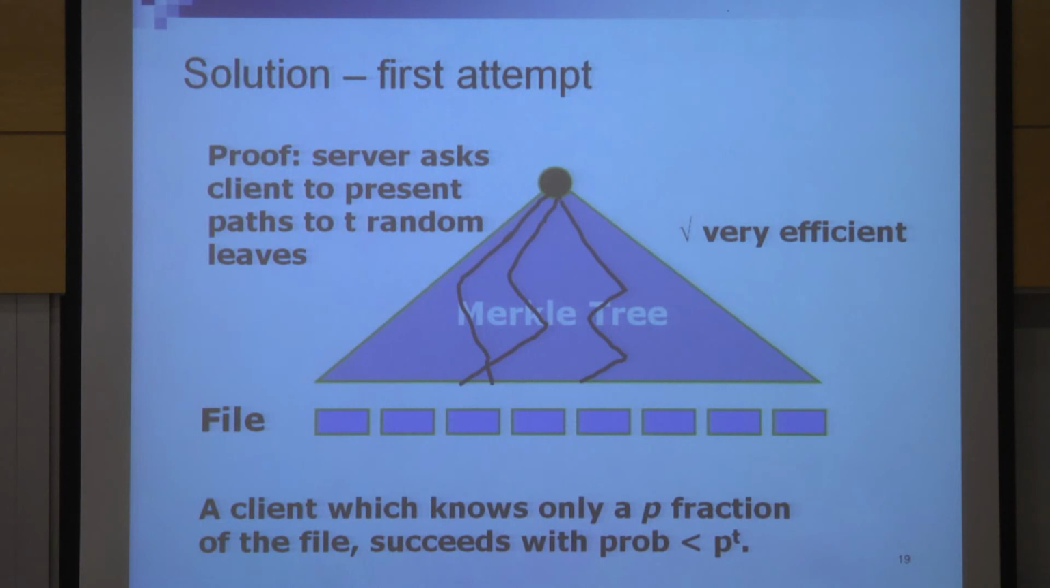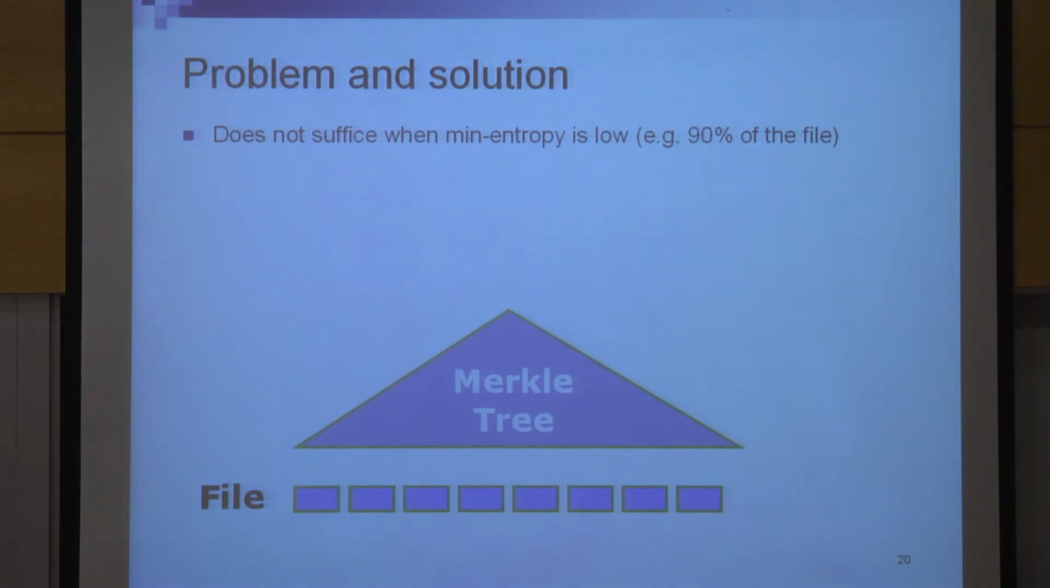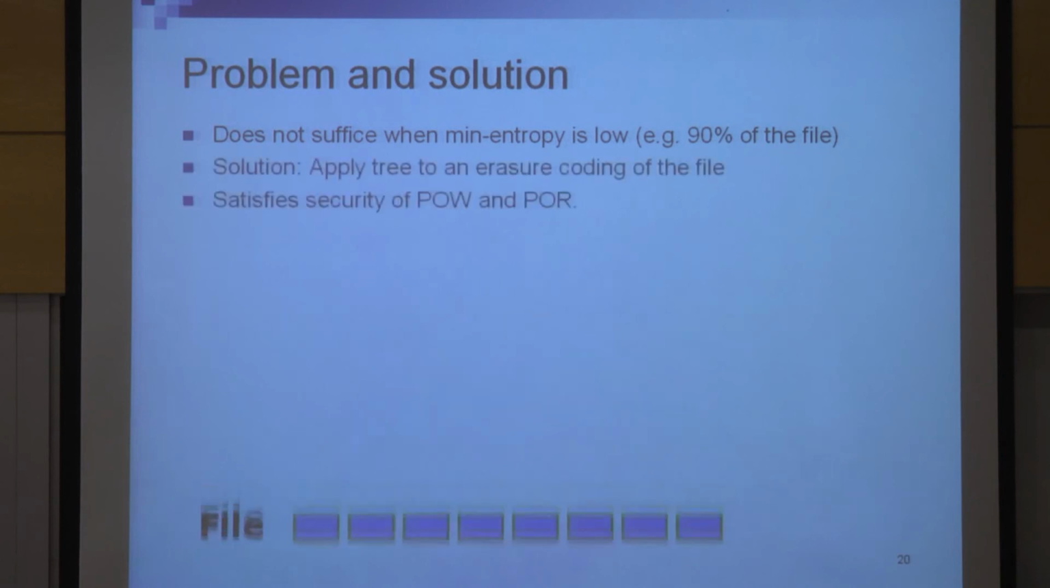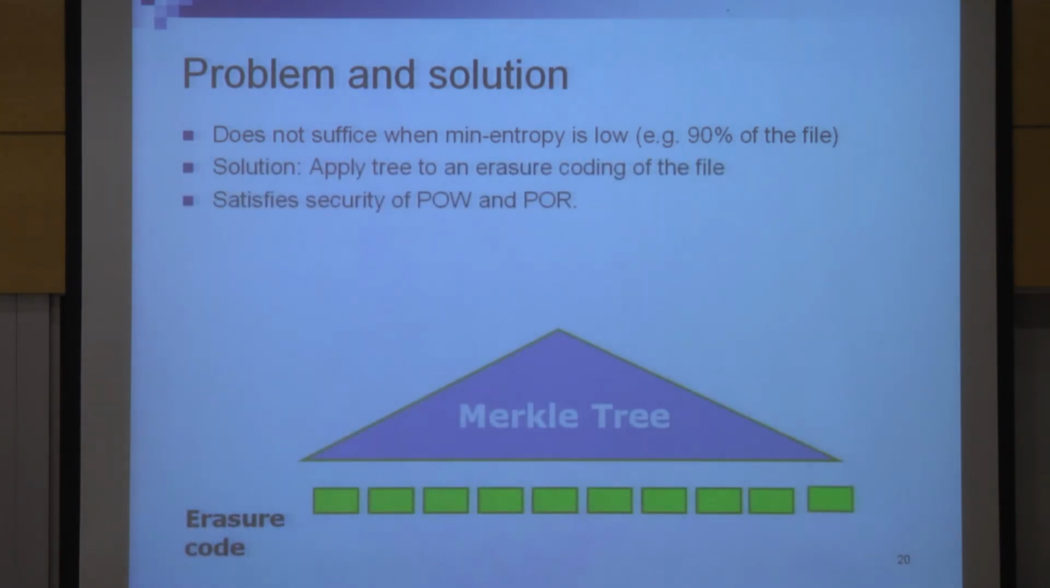And there's a simple trick to overcome this that was done in proofs of retrievability. It says the following: rather than have the Merkle tree over the file, first do some erasure coding of the file, and then do the Merkle tree on the erasure coding of the file. This solves everything. I'm not going to go into why it works, but it has a very intuitive explanation. So this really saved the situation, and now this is a very secure proof of ownership.